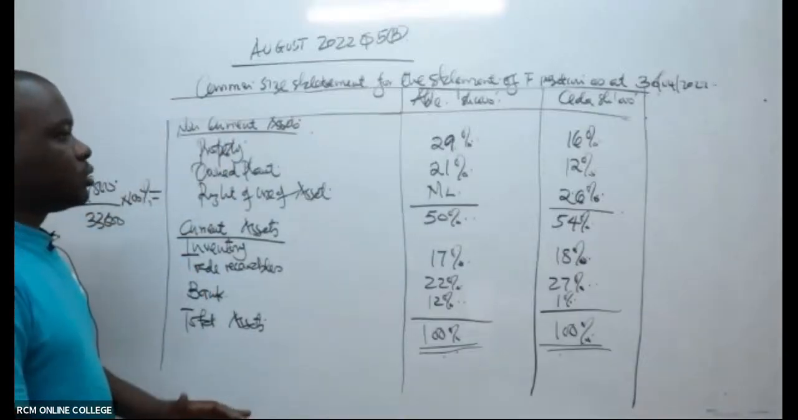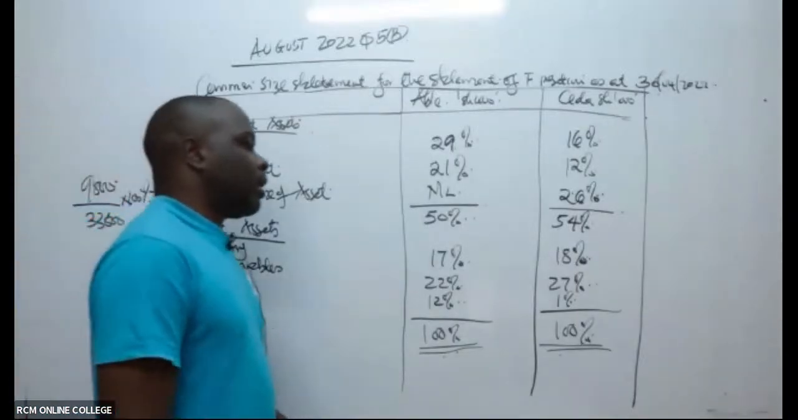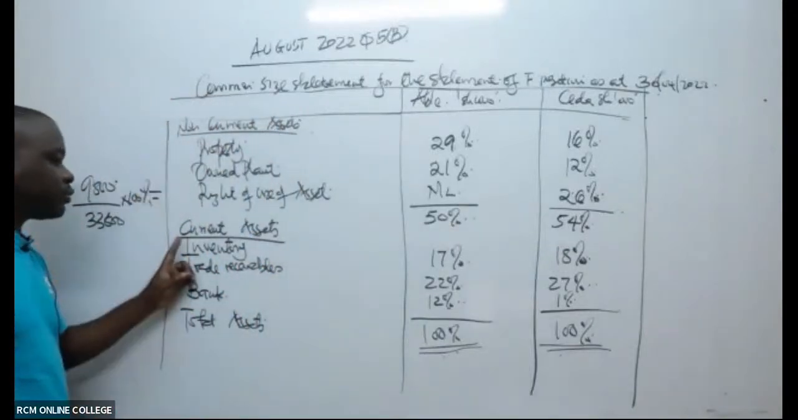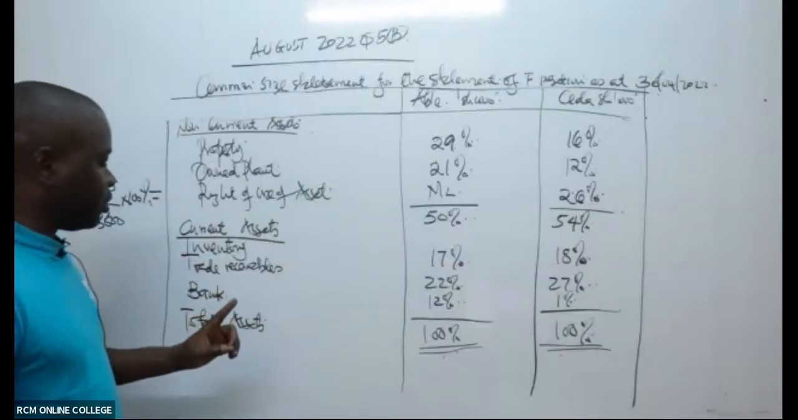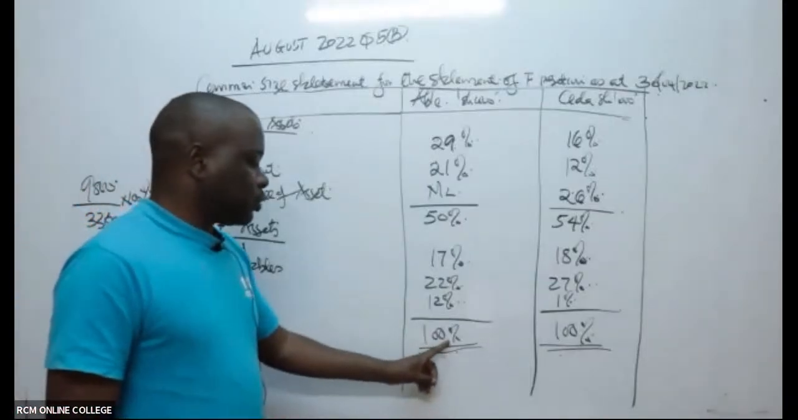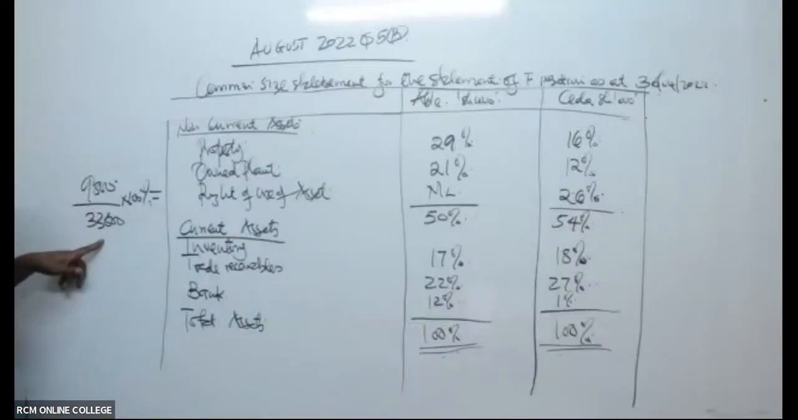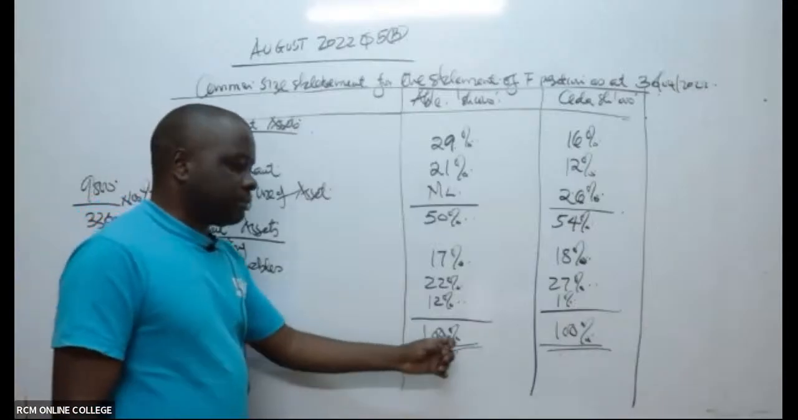So that is how you convert the side of the non-current assets and the current assets. Remember, you're using the total assets as the base. You divide all the other items, then you convert them into 100%, using the total assets as the base.